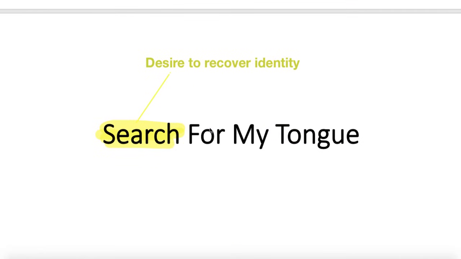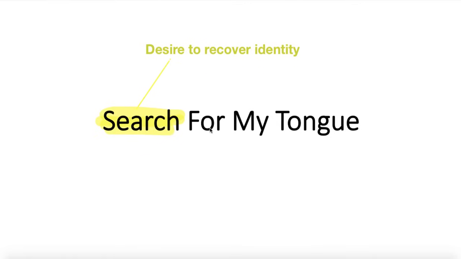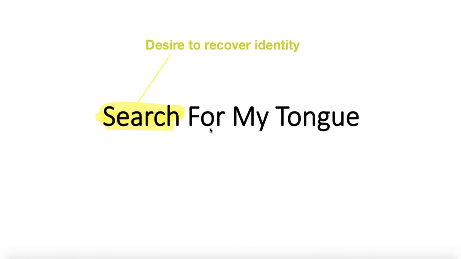So the title, Search for My Tongue, suggests that the poet is in search for her identity, potentially, or to recover her identity. If she's searching for something, she feels like she has lost something or lacks something. And tongue, you could argue, relates, or at least it does in this poem, to language, which has real close links to your sense of identity.